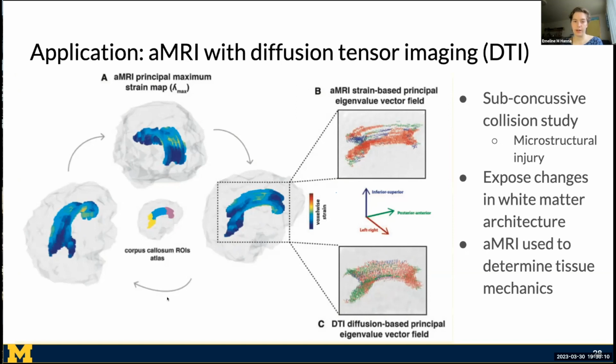They used amplified MRI to determine if there were region-specific differences in tissue mechanisms. They thought this would help them understand fiber susceptibility across different areas. This image is showing the corpus callosum, which connects the two halves of the brain, and you can see this is a strain map of how the tissue is changing. You can see that different areas have different strains. And so they proposed amplified MRI as a possible way of modeling head impacts and studying the consequences and effects of microstructural injury on brain health.